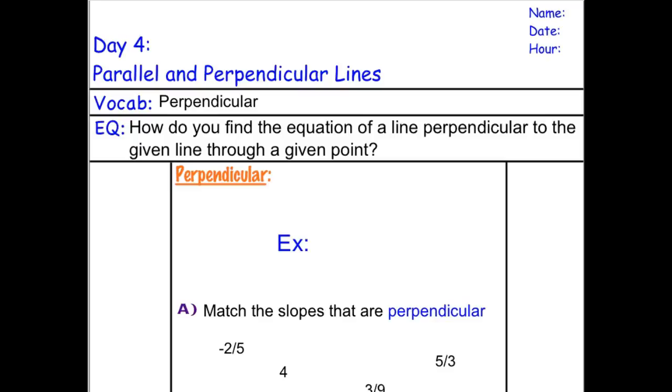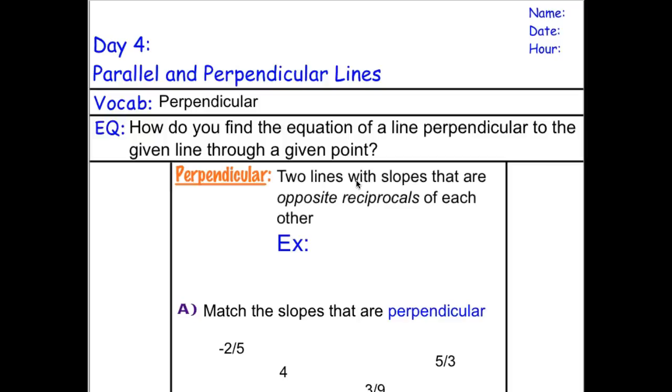As you could probably expect, day 4 following day 3 is going to take what we did yesterday with parallel lines, and it's going to take it forth going into perpendicular. So the difference between parallel and perpendicular is that perpendicular lines have slopes that are opposite reciprocals.